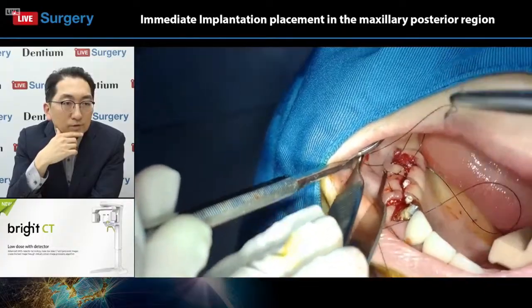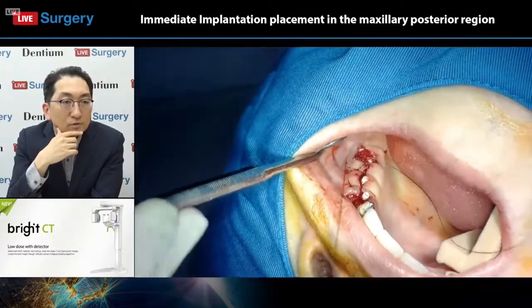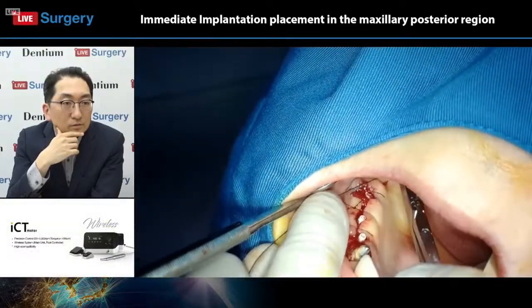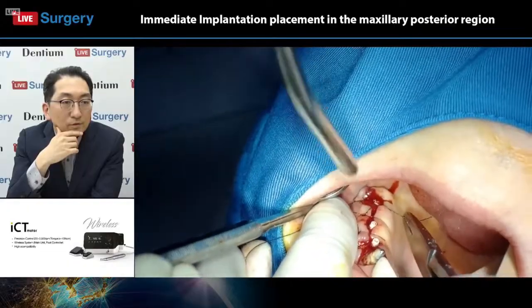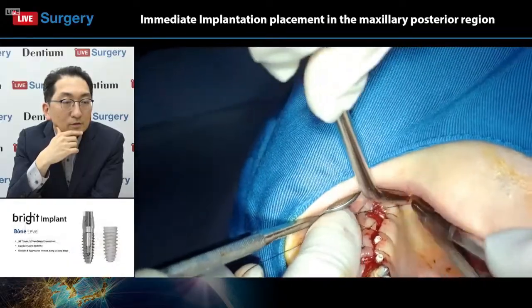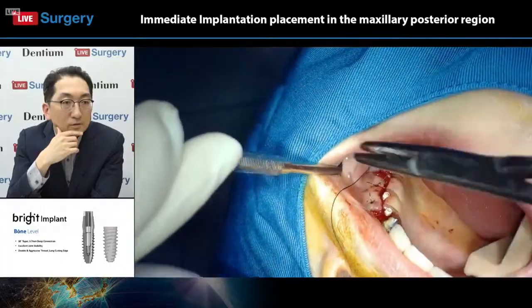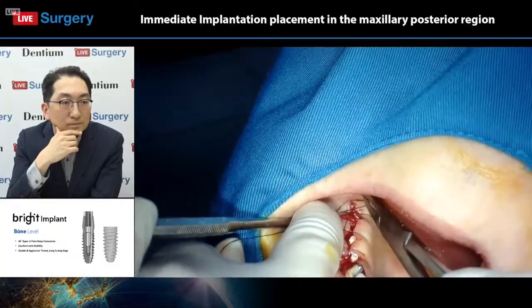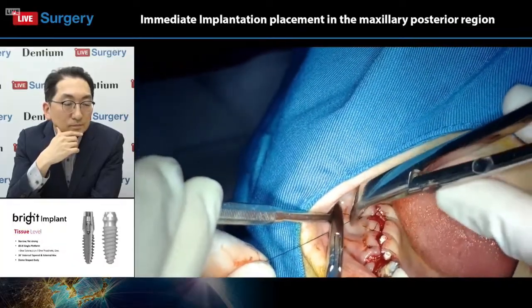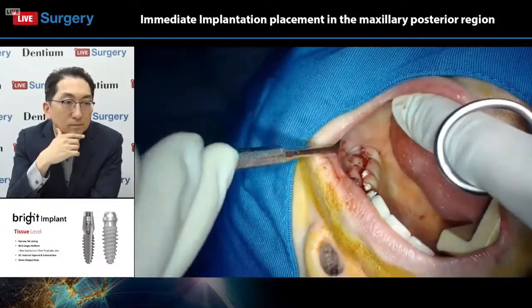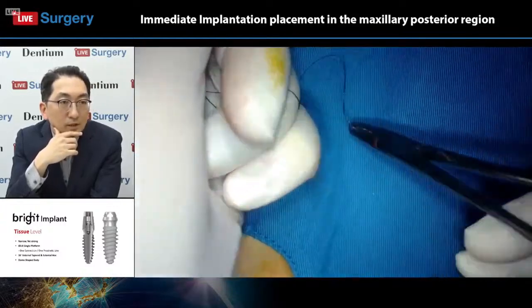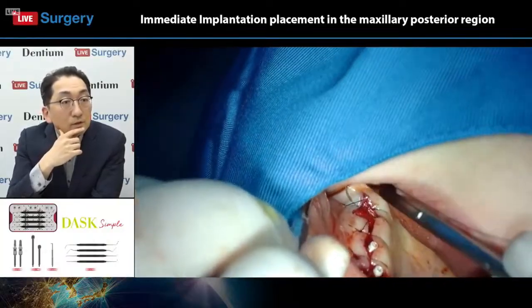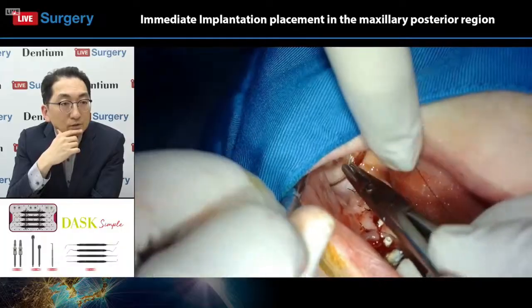Maybe at the figure of H2. No, not figure of A. Yeah, this suture fixed the collagen graft, and the collagen graft prevents displacement of the bone graft material in the extraction socket.